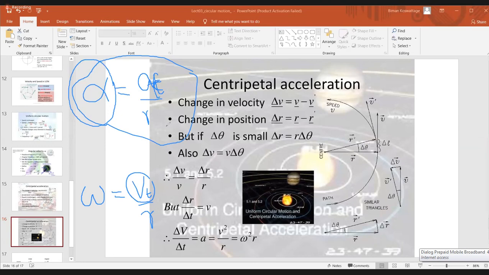Right? Note down that omega is the tangential velocity divided by R, and alpha, the angular acceleration, is the tangential acceleration divided by R. At the same time, we have a centripetal acceleration AC equal to V squared divided by R, or omega squared R, right?